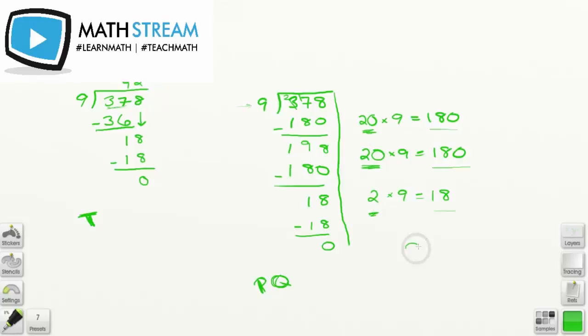So how many groups of 9 did we make? 20 plus 20 is 40, plus 2 is 42. 42 groups of 9. So I can put that number up here, 42 groups of 9. Well, look at that. We got the same answer. We had the traditional method, we had the partial quotients method, and both of them give us the correct answer. Thank goodness, because otherwise we'd have a problem.